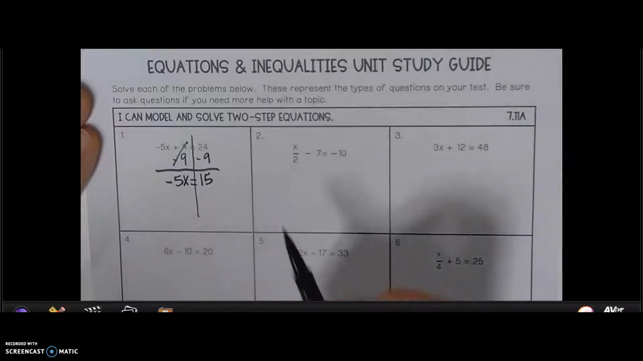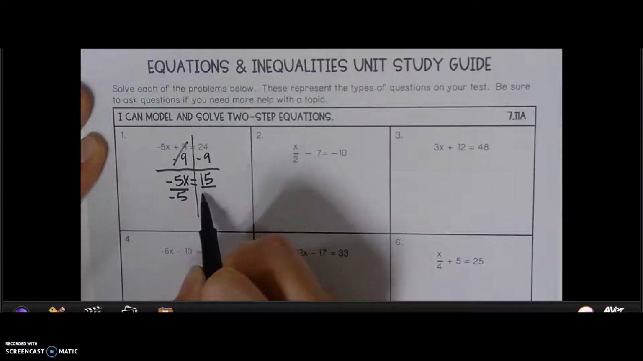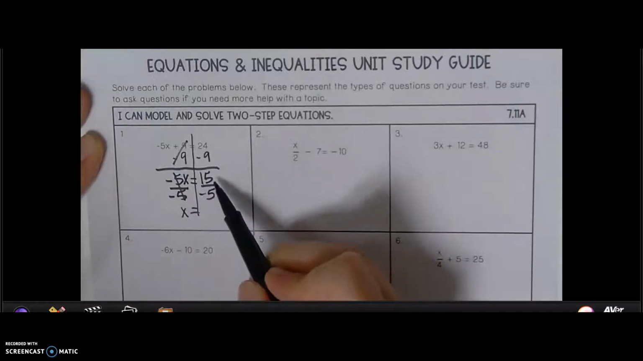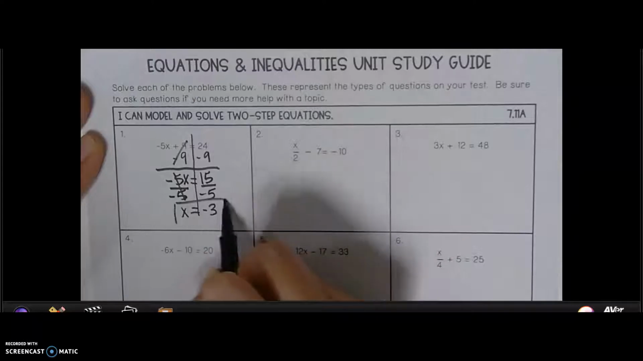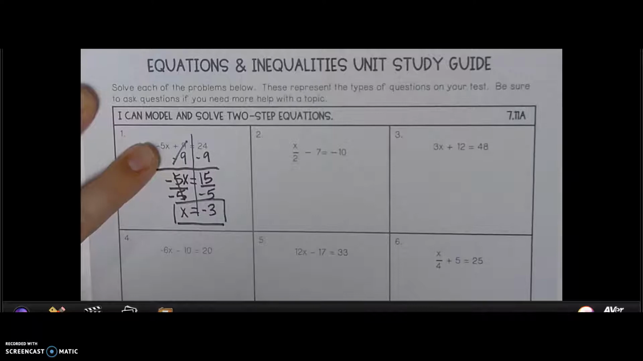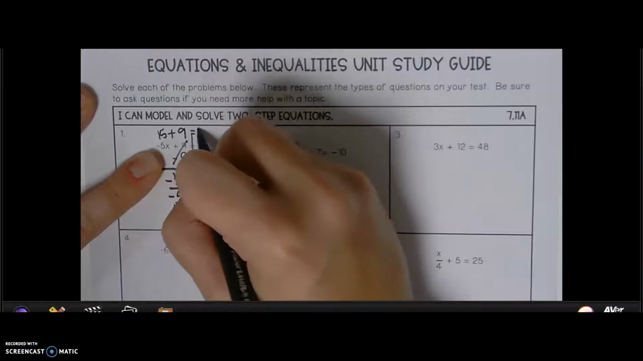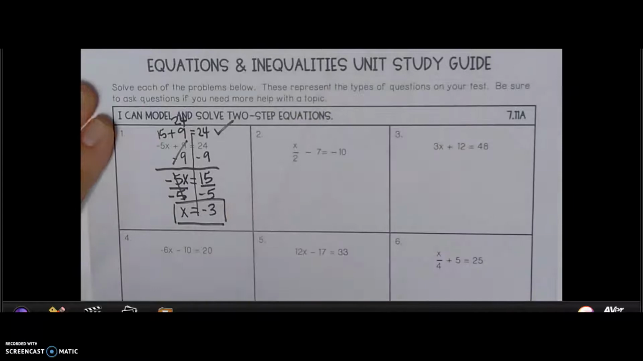Okay, then I have a multiplication problem. Negative 5x is equal to 15. I undo that with division. That gives me x by itself. And then I have a positive 15 divided by a negative 5. So my answer is going to be negative 3. X equals negative 3. Then go ahead and box those answers for me. All right, if I plug x back into my original equation, I would have negative 5 times negative 3 is 15. Plus 9 is equal to 24. 24 is equal to 24. My equation would be balanced.